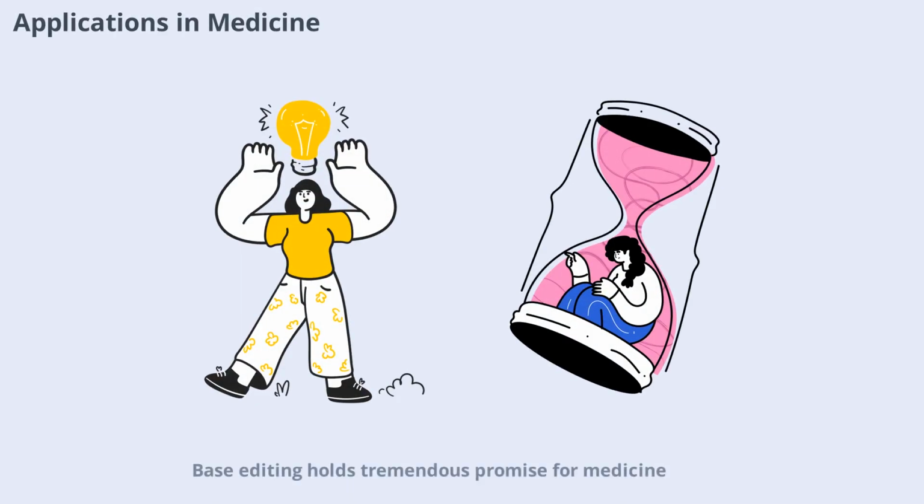Base editing holds tremendous promise for medicine. It can be used to correct point mutations that cause genetic diseases such as sickle cell anemia, cystic fibrosis, and certain types of cancer. By repairing these mutations at the DNA level, base editing offers the potential for permanent cures. Clinical trials are underway to test the safety and effectiveness of this technology in treating a variety of inherited disorders, bringing hope to patients and families worldwide.